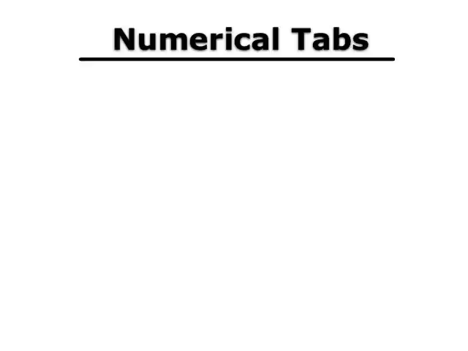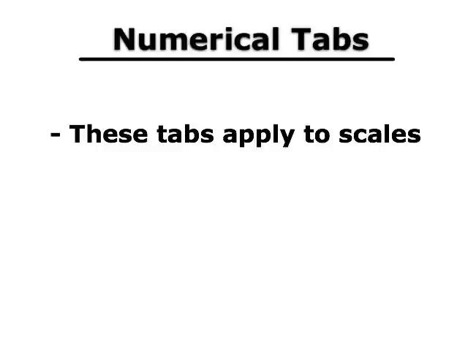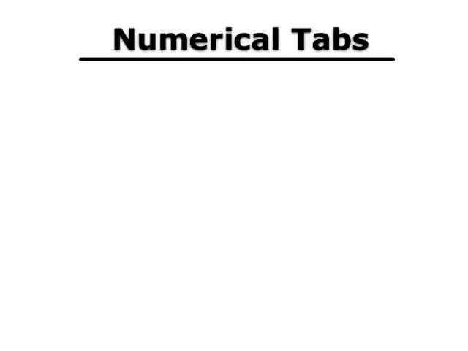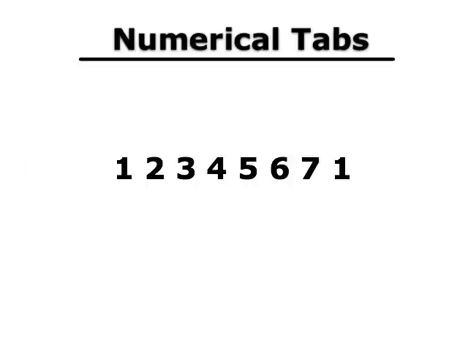In order to use these tabs, you must know how to play a major scale with your ocarina. Each note in the scale will have a corresponding number. The first pitch, or the tonic, is 1, the second pitch is 2, the third pitch is 3, and so on. This will continue until you reach the tonic at the top of the scale.